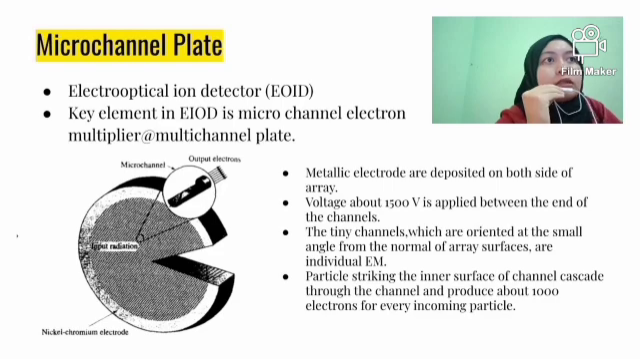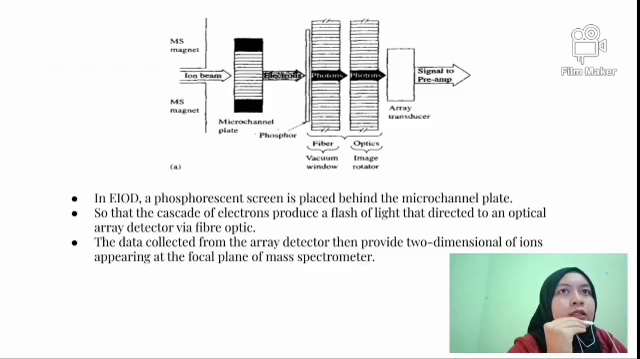Particles striking the inner surface of a channel cascade through the channel and produce about 1000 electrons for every incoming particle. In the detector, a phosphorescent screen is placed behind the microchannel plate, as given in the figure above, so that the cascade of electrons produces a flash of light that is directed to an optical array detector via fiber optic. The data collected by the array detector then provide a two-dimensional image of ions appearing at the focal plane of the mass spectrometer.